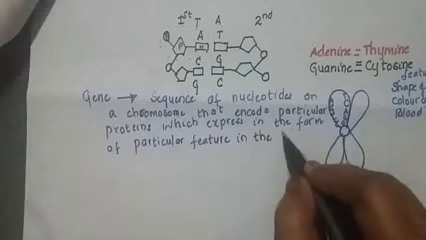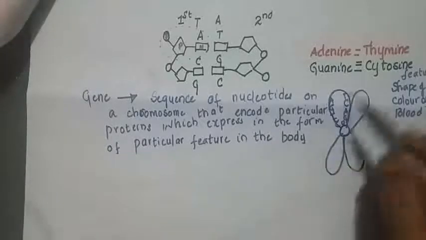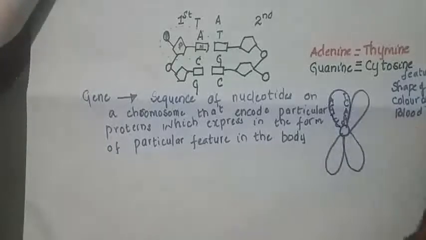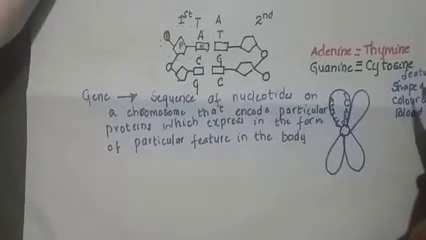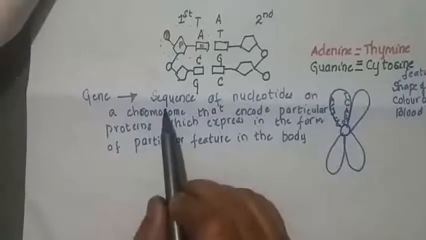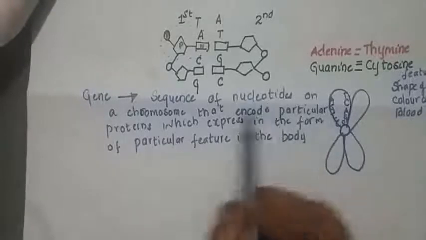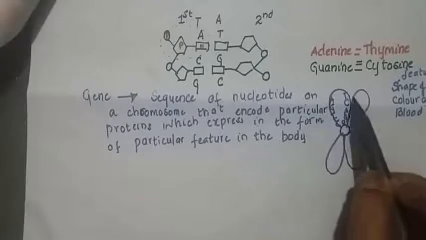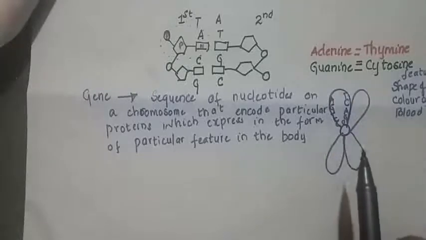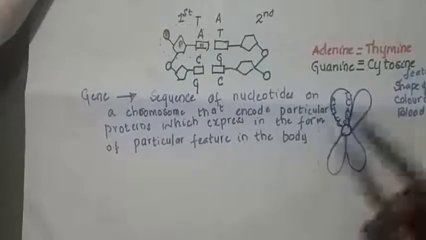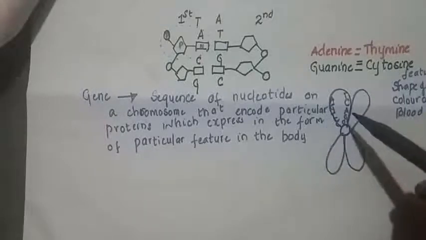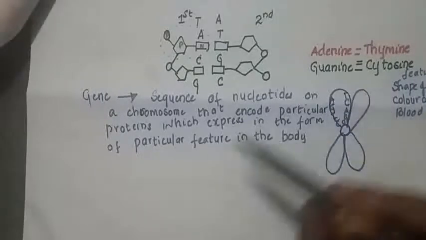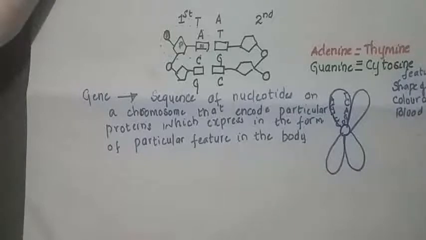So just now I said the sequence of the nucleotides will determine a particular feature. So how do we define the gene? The sequence of nucleotides on a chromosome that encode a particular protein. So this determines one set of proteins which is expressed. So that set of proteins or that set of nucleotides will express in the form of a particular feature in the body. It can be anything that we find in your body, any body feature.